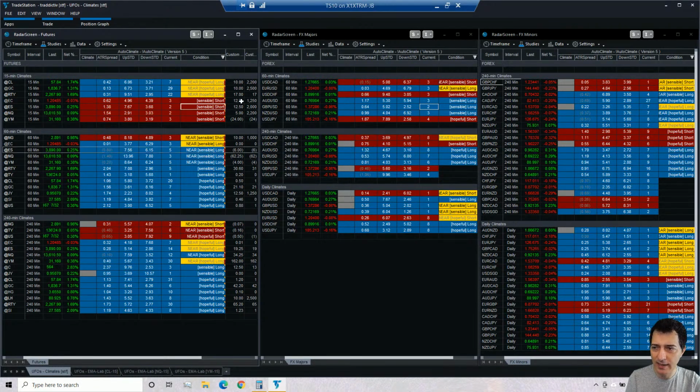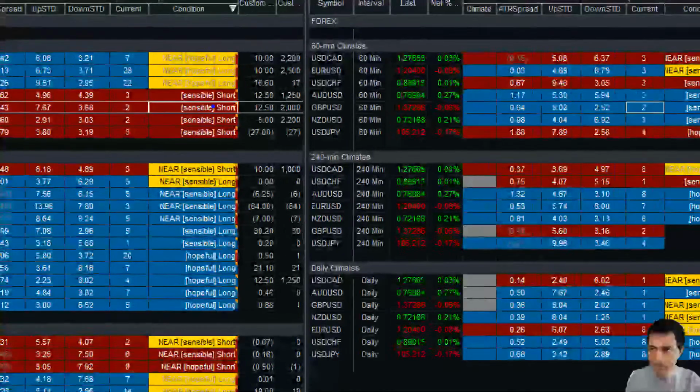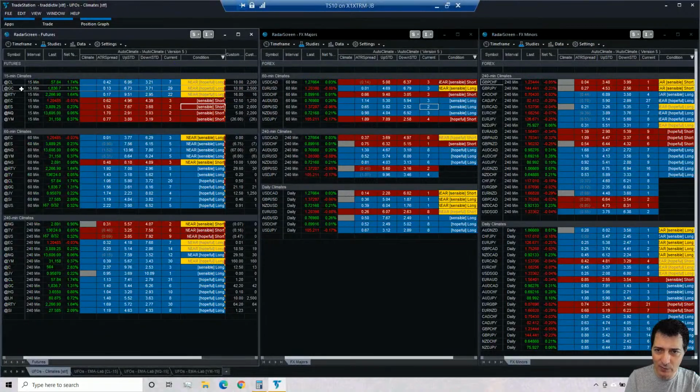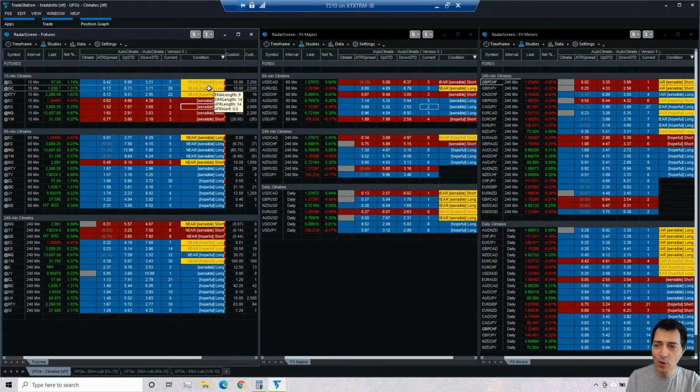Nothing else, because if I zoom in, notice the word hopeful. Hopeful basically means that the climates we have available have been running for too many candles in that direction. 29 candles in that climate, 22 candles in that climate with gold and the Russell. That's amazing, but while it's amazing, it's not what probability suggests would happen. So if you enter now, you are indeed late to the party.